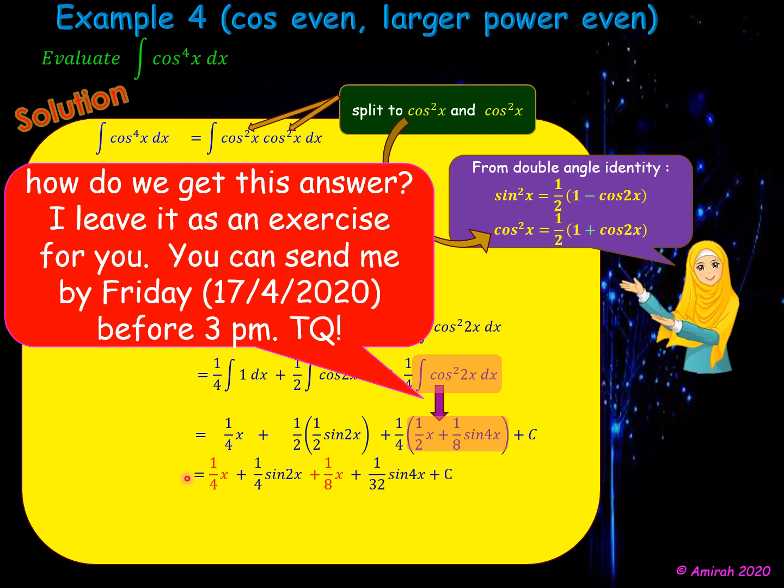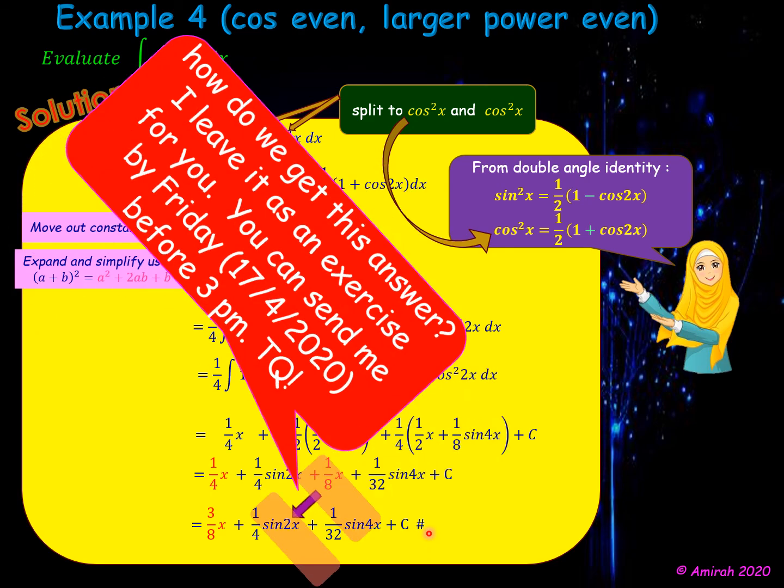And then from this answer, we can see that we have the same term containing x, which is 1 over 4x and 1 over 8x. So we can simplify it. We just add 1 over 4x and 1 over 8x. Then we have 3 over 8x plus 1 over 4 sine 2x plus 1 over 32 sine 4x plus c. Okay, that's the final answer.